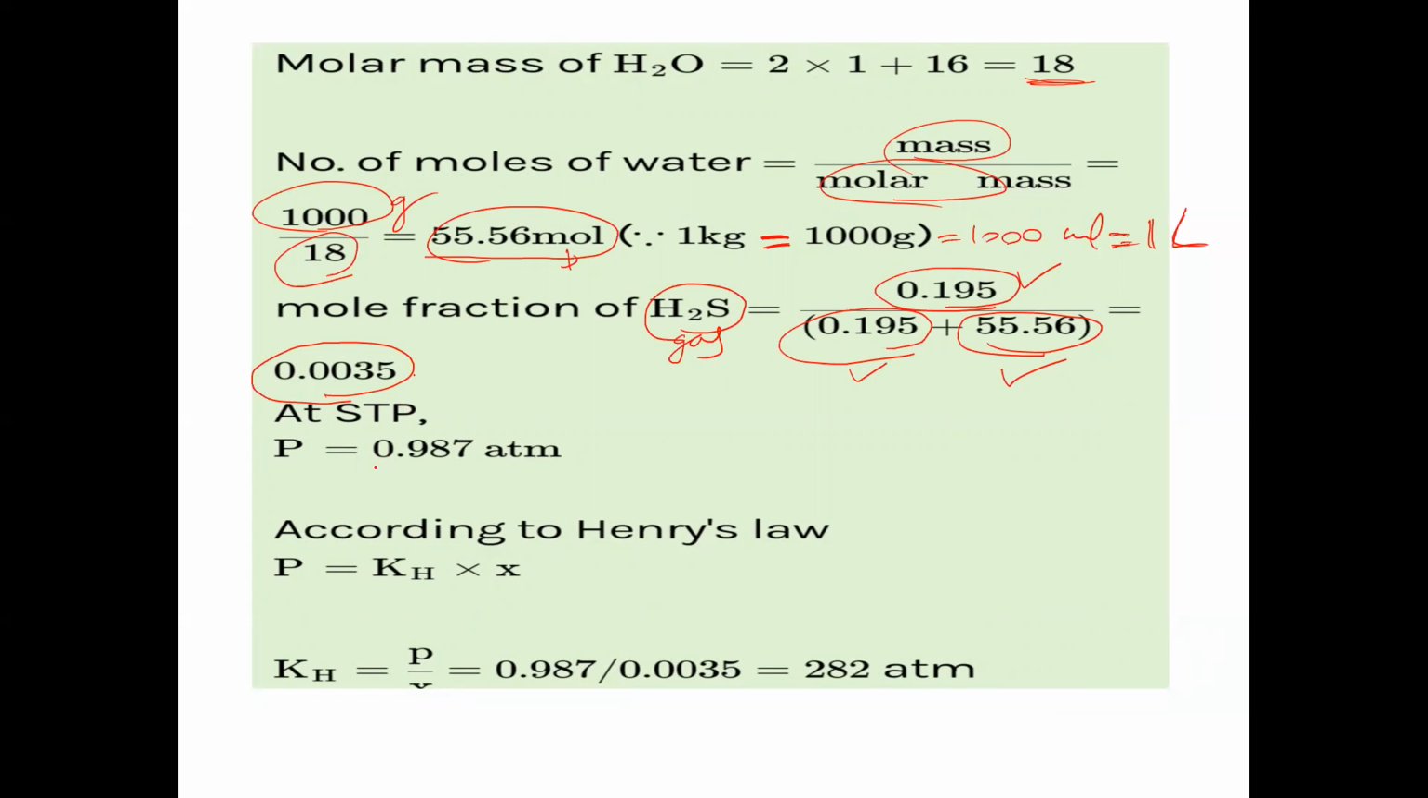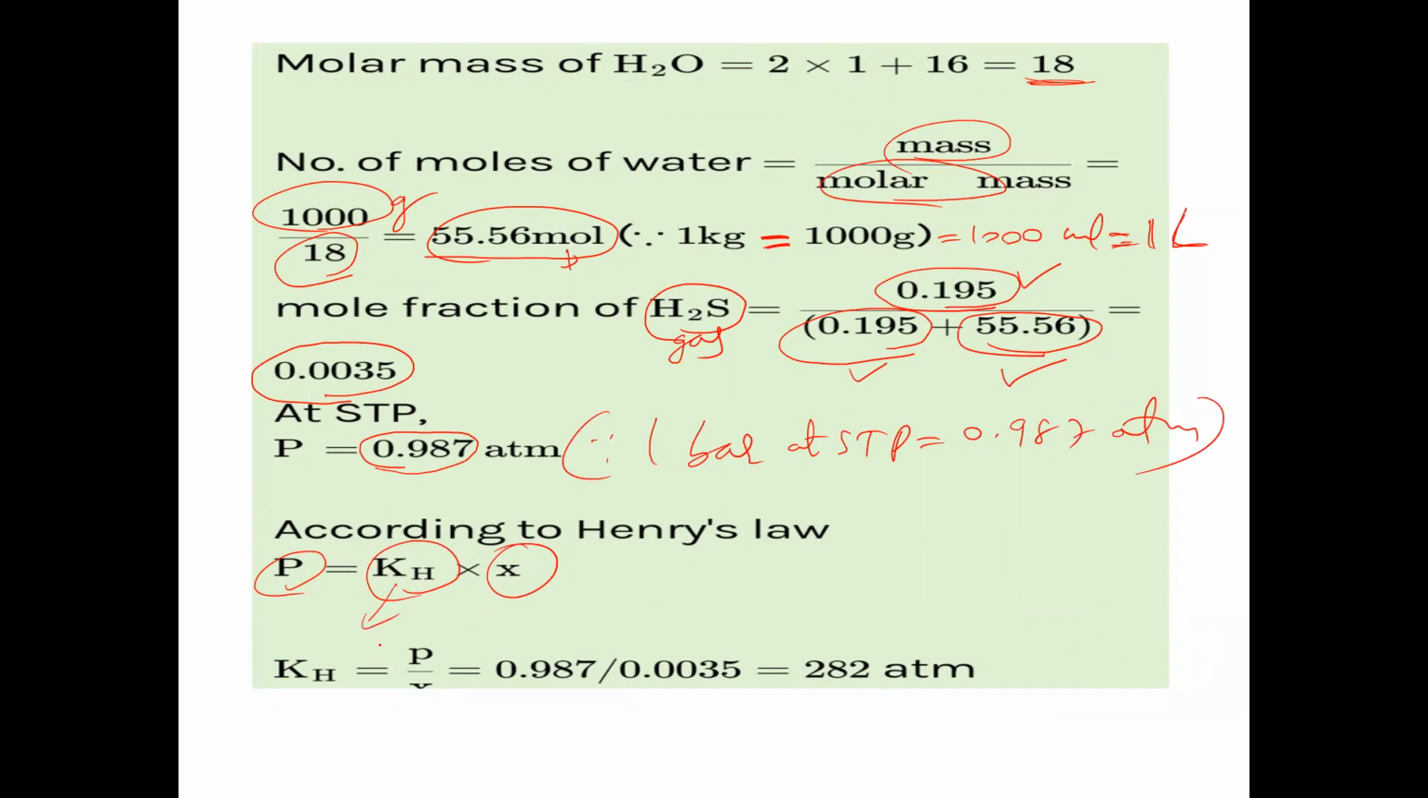Now the pressure is equal to 0.987 atm. What is 1 bar at STP? 1 bar at STP is equal to 0.987 atm. It is a conversion of bar into atm. According to Henry's law, the partial pressure is equal to Kh times the mole fraction. Partial pressure is equal to Henry's law constant times mole fraction.